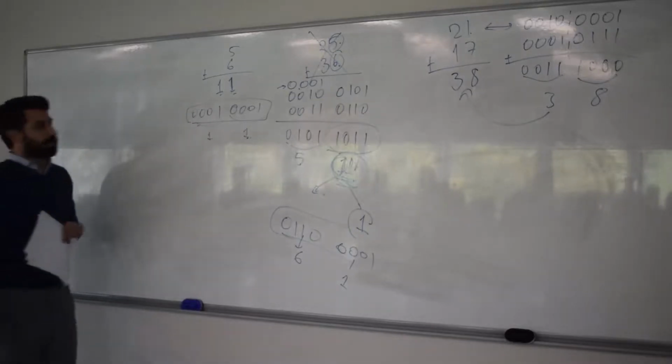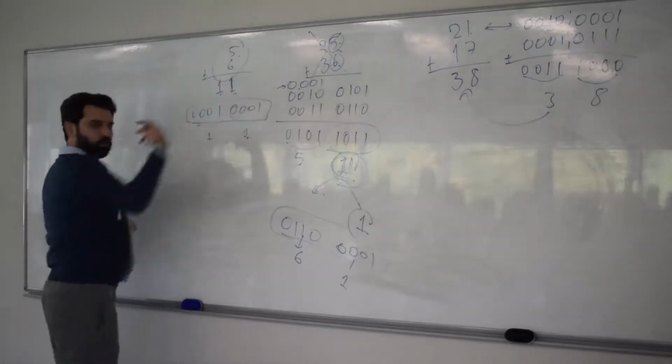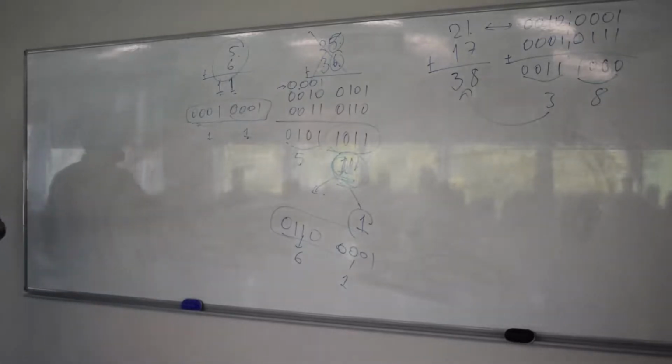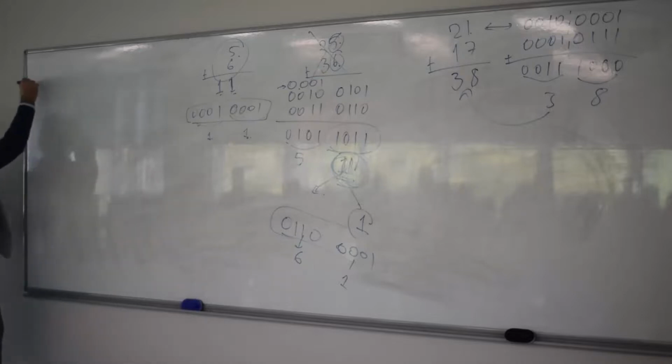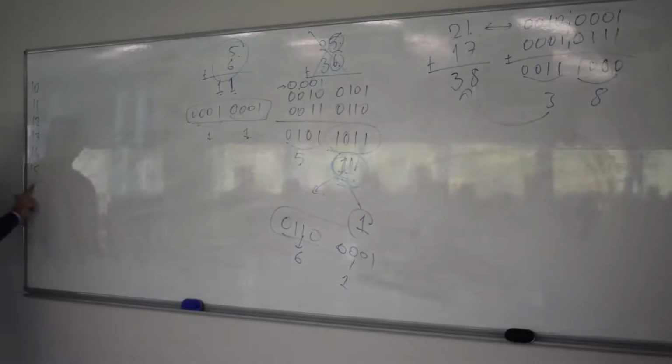Okay? So let's focus on these cases, where two numbers give us a sum greater than 9. Let me just write them down because they can be 10, 11, 12, 13, 14, 15, 16, not 16, 15, right?